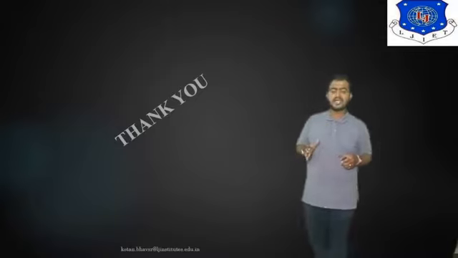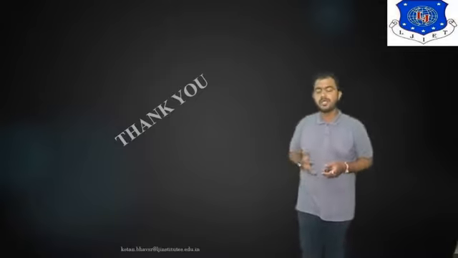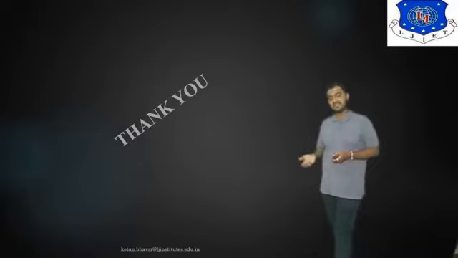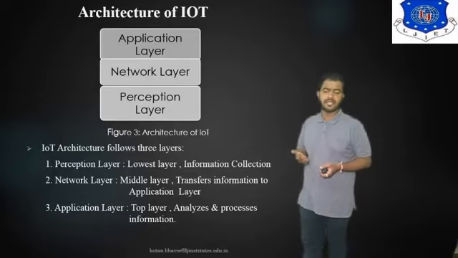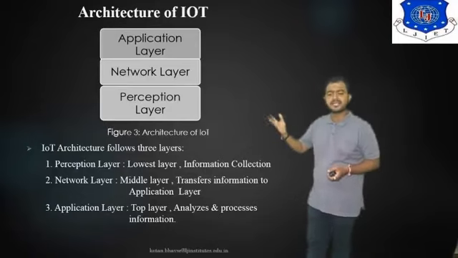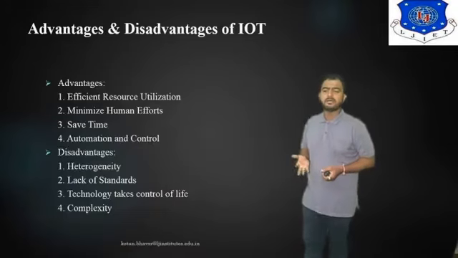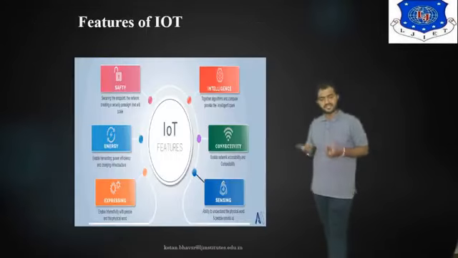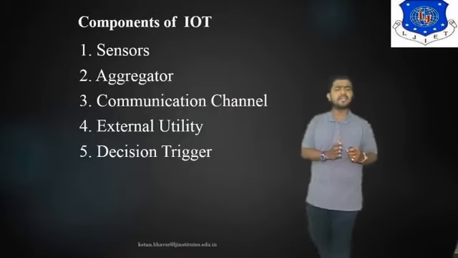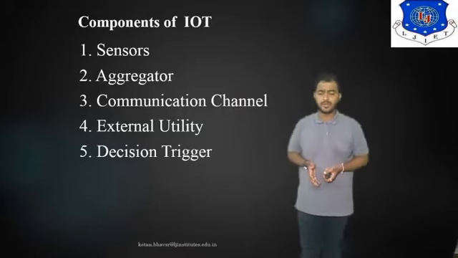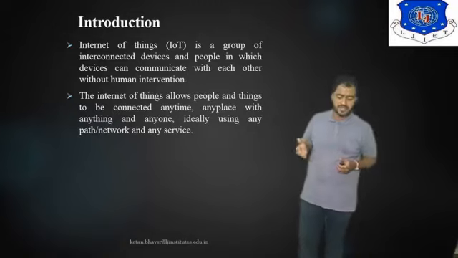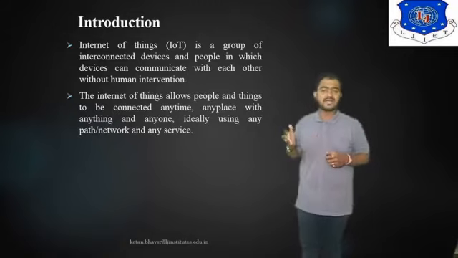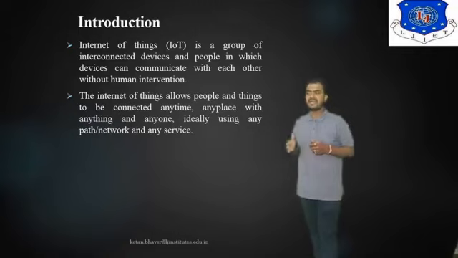So I hope that you are getting the idea of what exactly I am trying to convey in terms of IoT and its definition, its architecture, as you can see, in terms of the 3 layers. In terms of the detailed architecture, we will study in the next few sessions. But advantages and disadvantages, features of IoT, the components that play a main role for IoT, and finally its definition. So I hope that you are getting the idea of what exactly IoT is, the components of IoT, features of IoT, advantages and disadvantages of IoT, and many more.